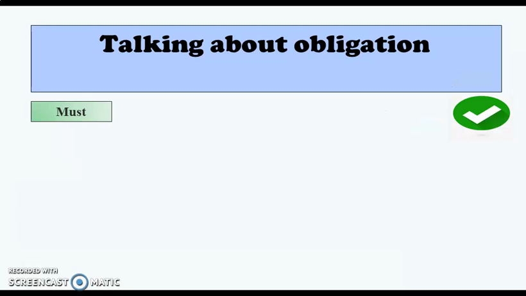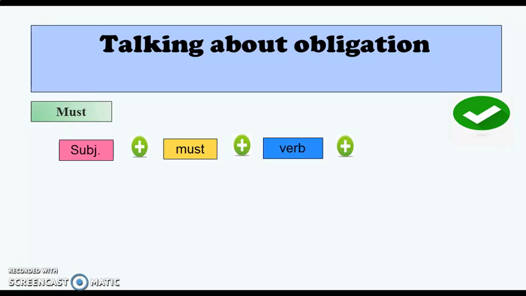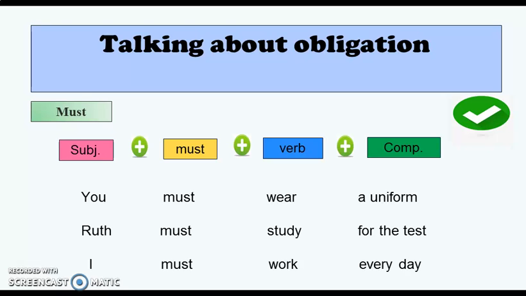Examples. Talking about obligation in a positive way, we have the subject at the beginning, then the word must, then the verb, and the complement. Here you have the examples. You must wear a uniform. Tú debes usar uniforme. Ruth must study for the test. Ruth debe estudiar para el examen. I must work every day. Yo debo trabajar todo el día. Here you have the subject, the modal verb, the verb, and the complement.